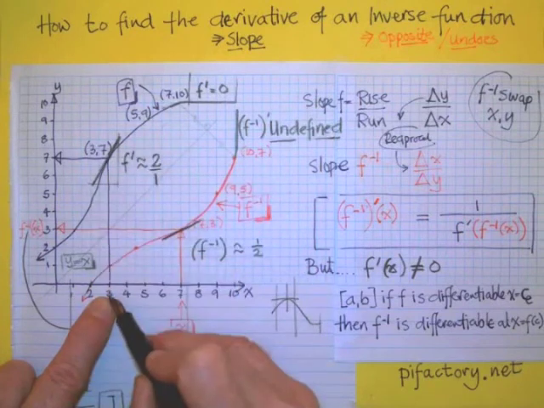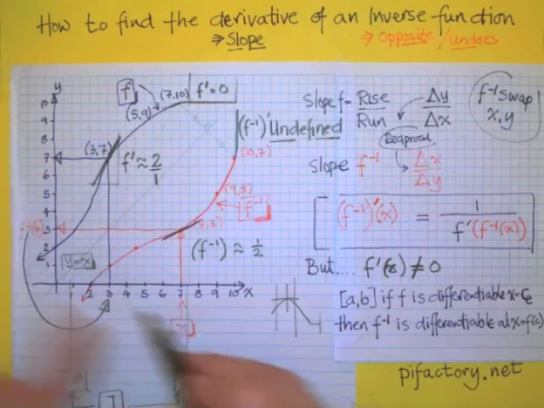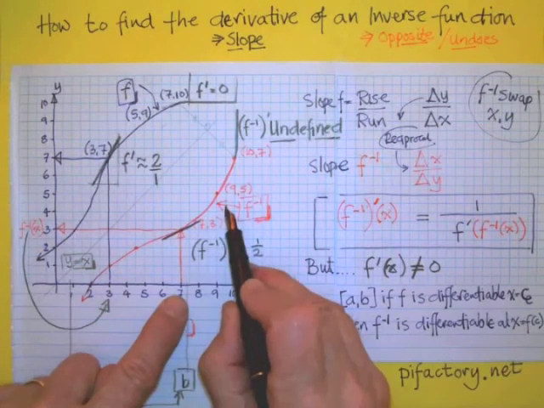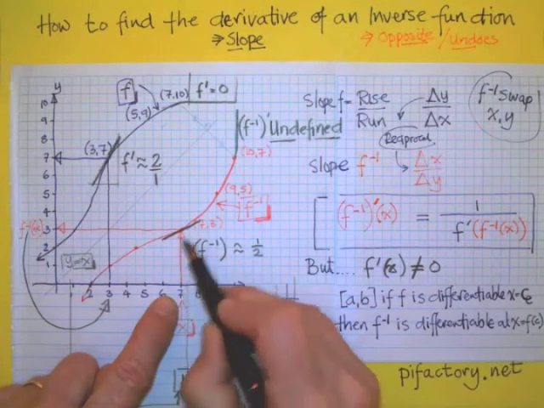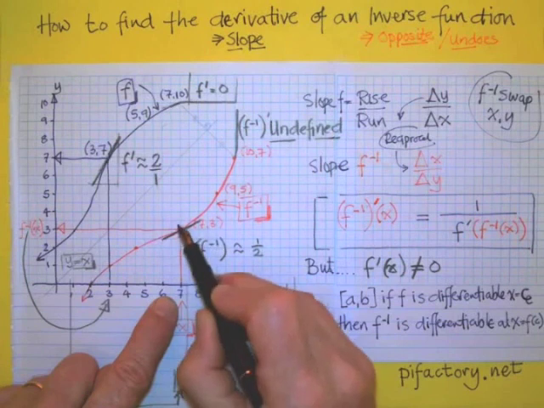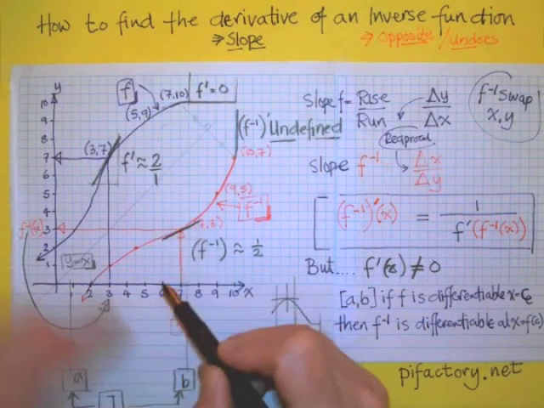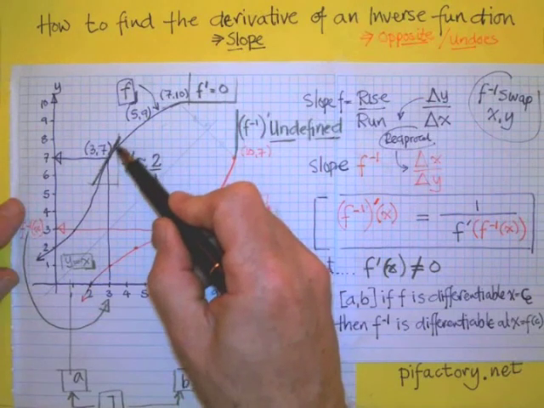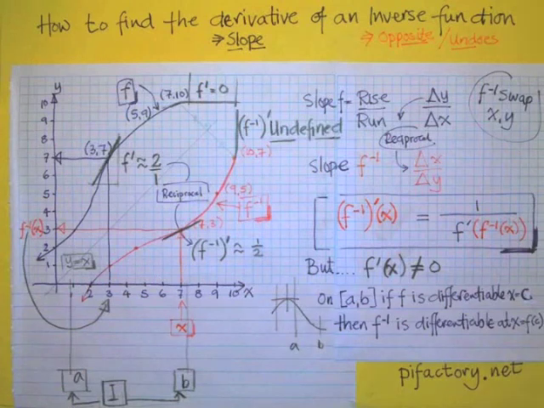So if f is differentiable at x equals 3, f of 3 is 7, then inverse of f with an input of 7 is going to be differentiable here. And the slope here is the inverse. In the next video, we'll try to work through an example.